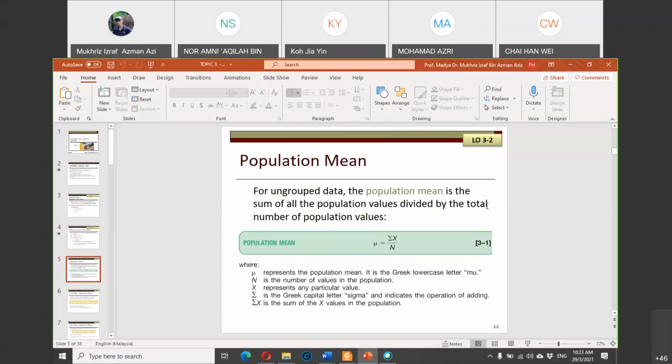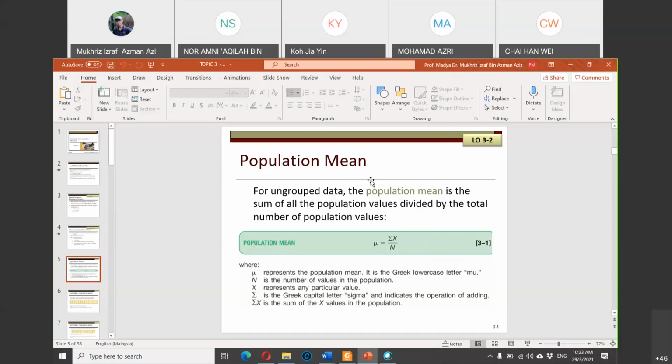In statistics, the difference between learning statistics and simple mathematics is that you need to know the symbols or notations that represent the concept you are looking at. So in statistics, you need to know the difference between population versus sample. This is what we discussed in our first week of lecture.